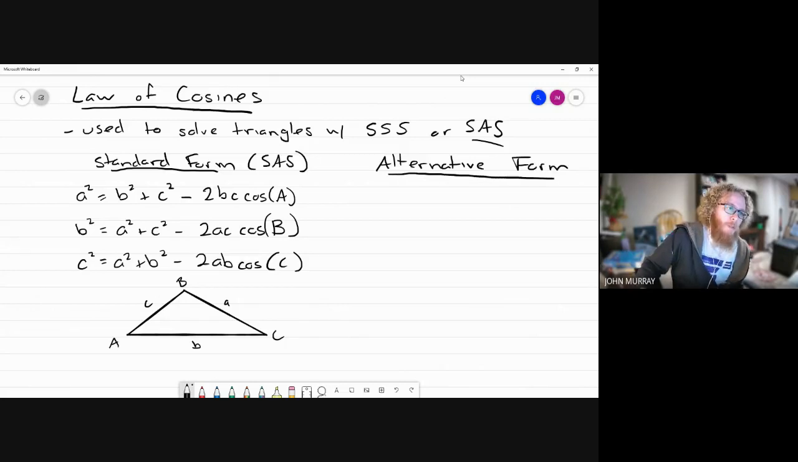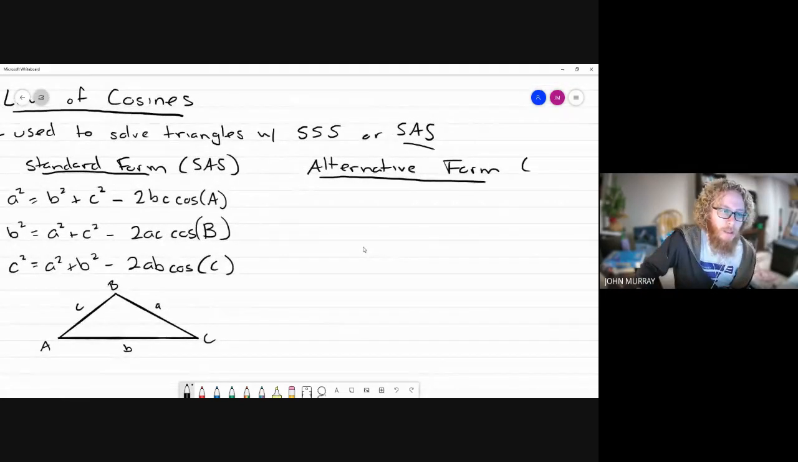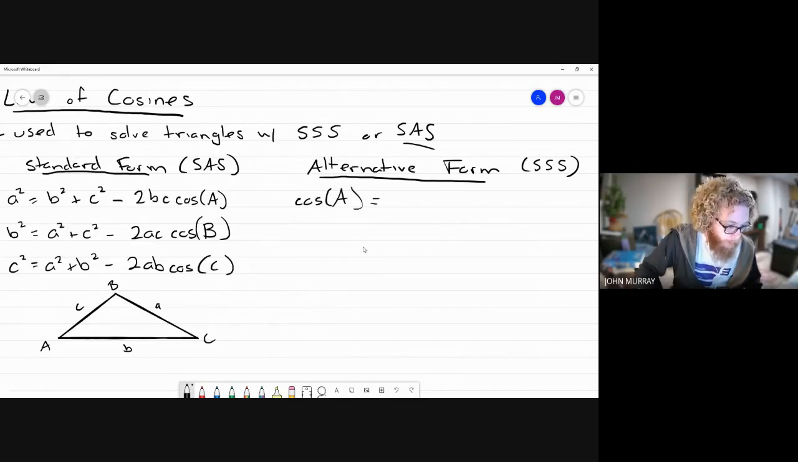So we do have an alternative form, which we use when we are trying to solve side, side, side. So this is specifically when we don't have any of the angles. Right? If I'm given all these three sides and I'm looking for an angle. So essentially, all I'm doing is I'm solving each one of these equations for the cosine part. So I'm going to have cosine of A is equal to b squared plus c squared minus a squared all over 2bc.